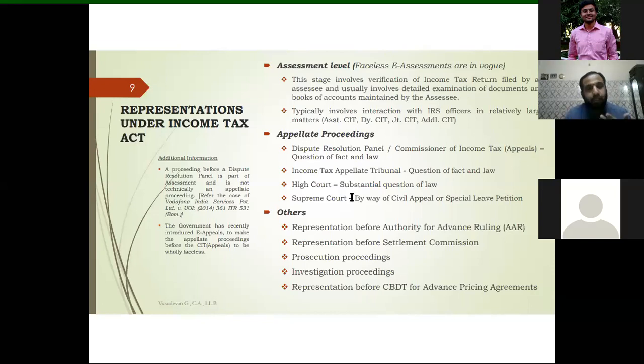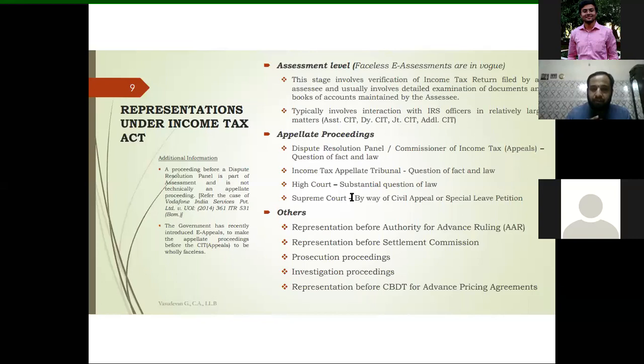Right? So once the assessment is over, now suppose you have a demand, you are aggrieved. You would go into appellate proceedings. There are various appellate proceedings given under the Income Tax Act. So first is the dispute resolution panel. This is for very limited cases. This is not available for everyone. This is for a foreign company or a company where there is a very special adjustment called transfer pricing adjustment. I'm not getting into what transfer pricing is. It's a very detailed concept for many sessions.